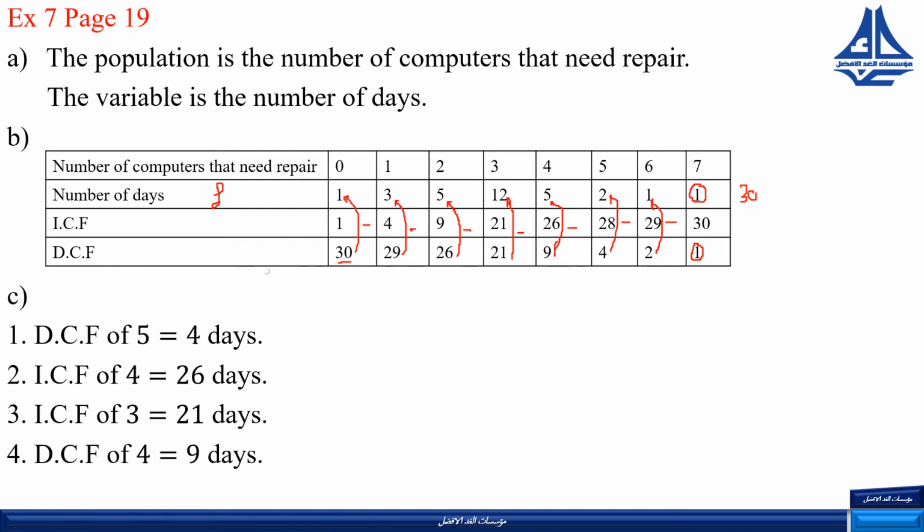Now for part C. In how many days do we have, first, more than 4 computers needing repair. More than 4 computers means 5, 6, 7. 5, 2 days, plus 6, 1 day, plus 7, 1 day. The total is 4 days. Look here guys, 4 days is the same as the decreasing cumulative frequency of 5.